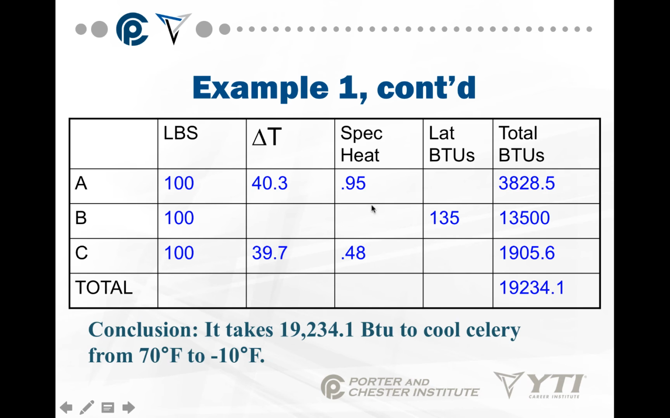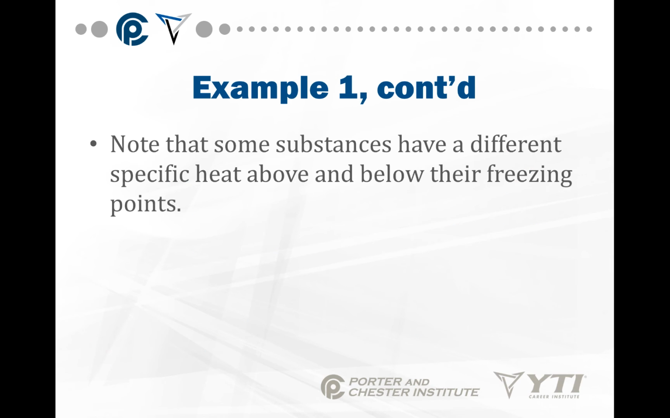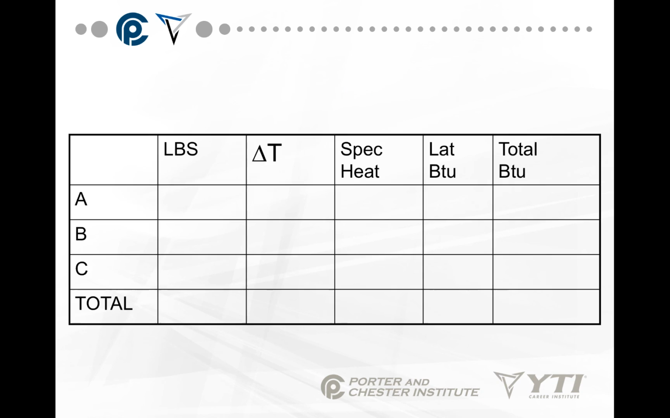Now, the interesting part is all of the specific heat and latent BTU values do come from a table that you'll have to look up. Those are numbers you're not going to have memorized, but they make tables for just about every substance that you can have cooled, foodstuff and chemical. And again, back to this example, you'll note that some substances, for example celery, have a different specific heat above and below their freezing point. That's something to be very aware of and careful of.